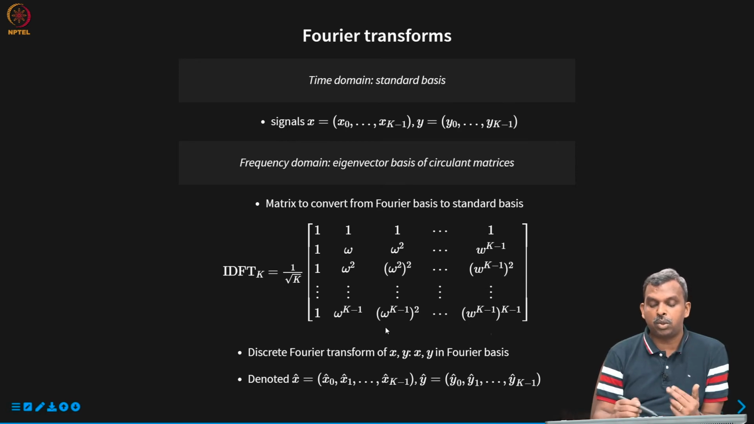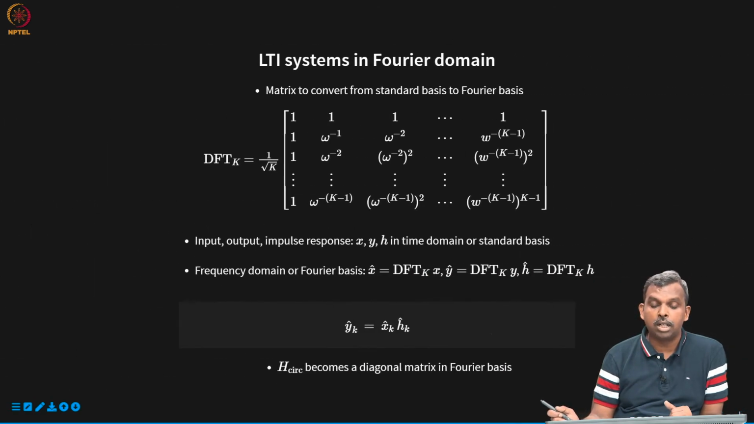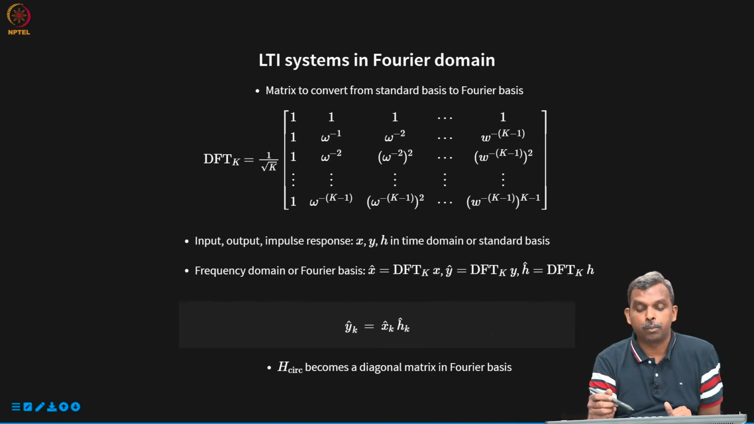How will you go from x to x hat? You have to multiply by the inverse of this matrix. It turns out the inverse of this matrix can be very easily found, and that's called the DFT matrix. The matrix to convert from standard basis to Fourier basis is the DFT matrix. Instead of omega, you will have omega power minus 1. Why this has to be true is because of the properties of the complex kth roots of unity, such that this is the inverse of IDFT. And the 1 by root k also works conveniently to give the proper inverse.